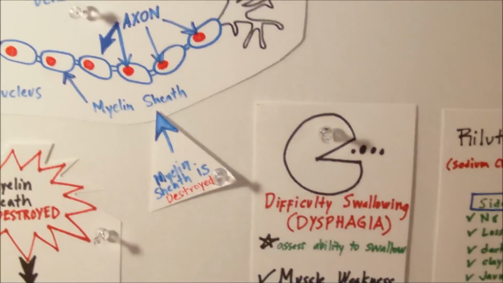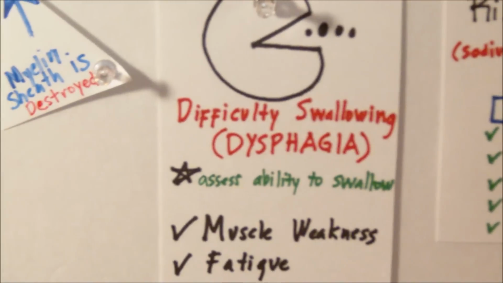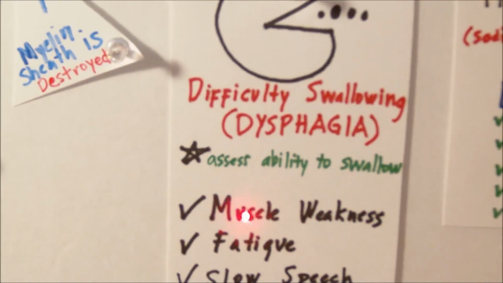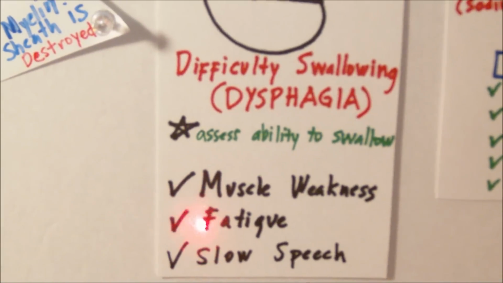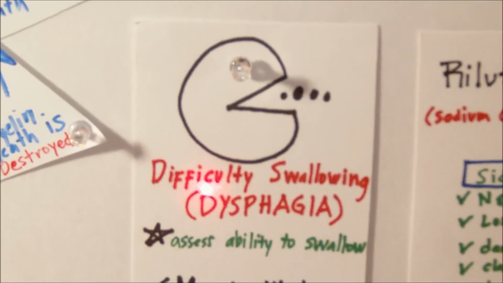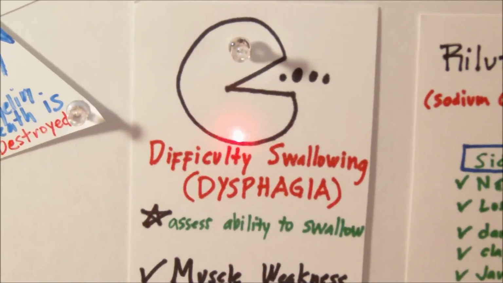So what do we see with these patients? Obviously, there's going to be a lot of muscle weakness, right? With the hands, with the feet, with the arms. The patient would also be fatigued, so we make sure that the patient gets plenty of rest. The patient would also have dysphagia, which is difficulty swallowing.